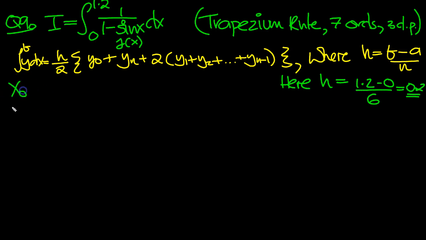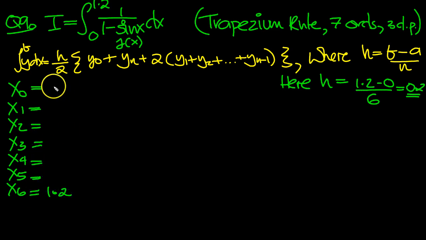So let's write down our ordinates. Naught to 6 because there's 7 ordinates. We're starting from 0 and finishing at 1.2. So the distance between those 2 points is 1.2. Divide by the number of intervals 6. We get a difference of 0.2. So we increment by 0.2s.